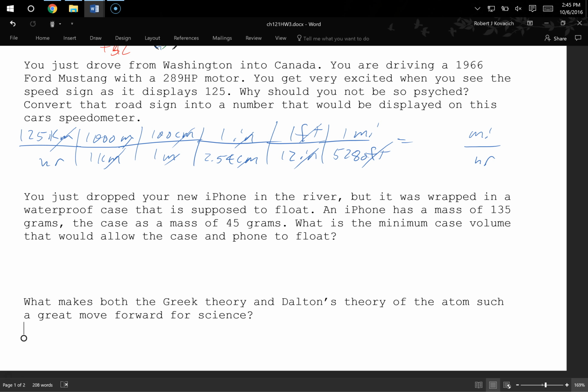And then if I do this, I get, what do we get? 125 times 1, 2, 3, 1, 2, divided by 12, divided by 2.54, divided by 5,280 equals. We get 77.6714. Is that my answer? What is it? 77.7 miles per hour. Okay.